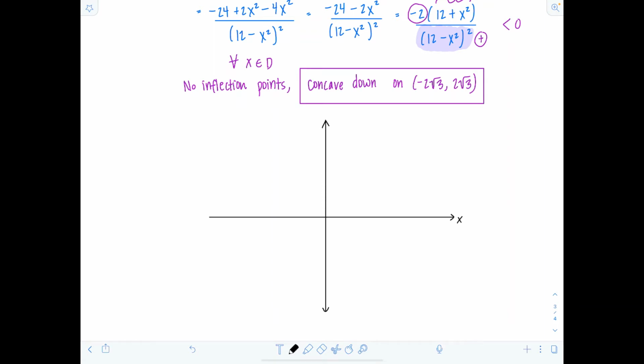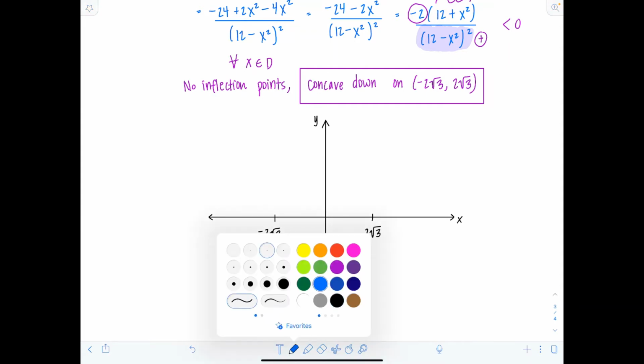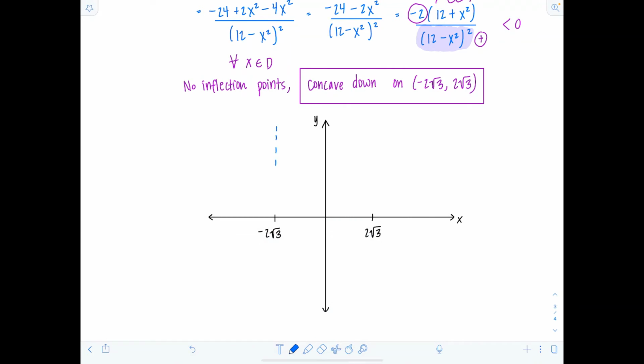So here's the x-axis, here's the y-axis. Please label your axes, especially if you have to go on to Calc 3 later on. They're going to switch up on you, okay? The graph lives between negative 2 rad 3 and 2 rad 3. In fact, that's where our asymptotes are. So I'm going to indicate that with dashed lines.